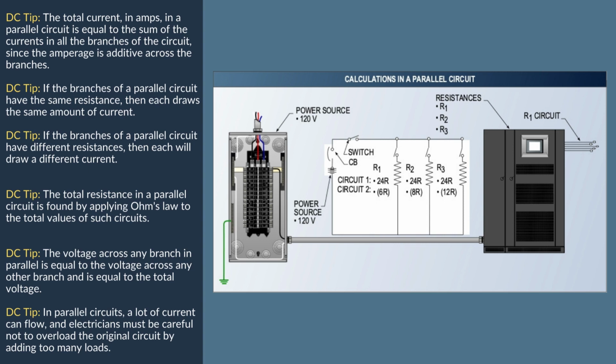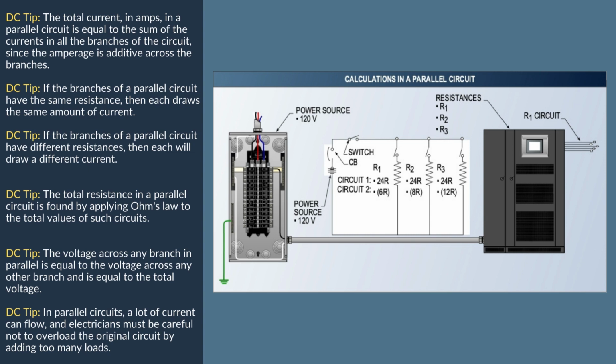In step 1, finding resistance in each circuit, R, the resistance, equals E, the voltage, divided by I, the amperage. Based on this formula, R equals 120 volts divided by 15 amps, equals 8 ohms. Therefore, the total resistance is 8 ohms. The calculation proves that the previous calculation was correct.